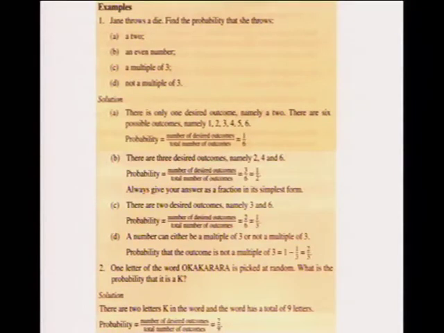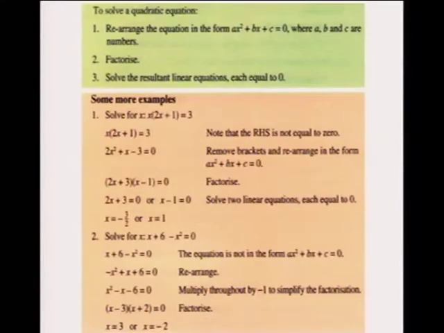Number 2, a letter of the word Okakarara is picked at random. What is the probability that it is a K? Okay, then we count all the Ks and we see there are 2 Ks and the total number of outcomes is 9 letters. Right, so 2 over 9. Leave it like that, don't work it out, just leave it as 2 over 9. Right, so there are some more examples.